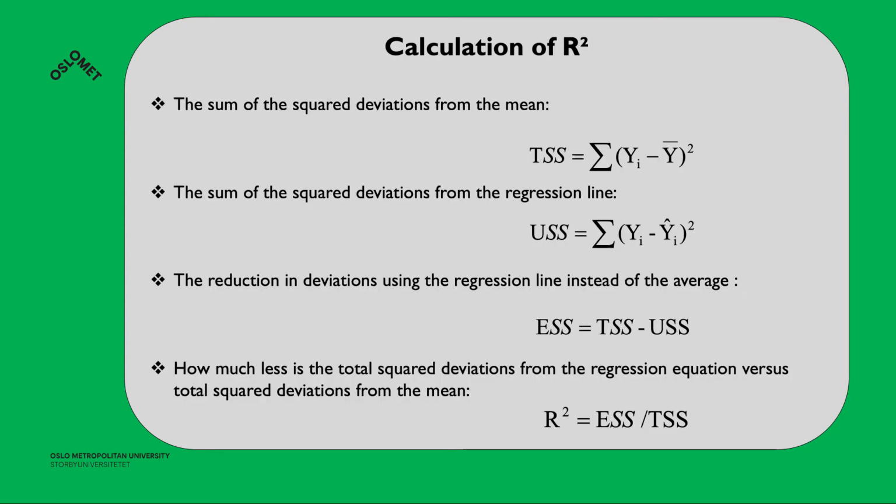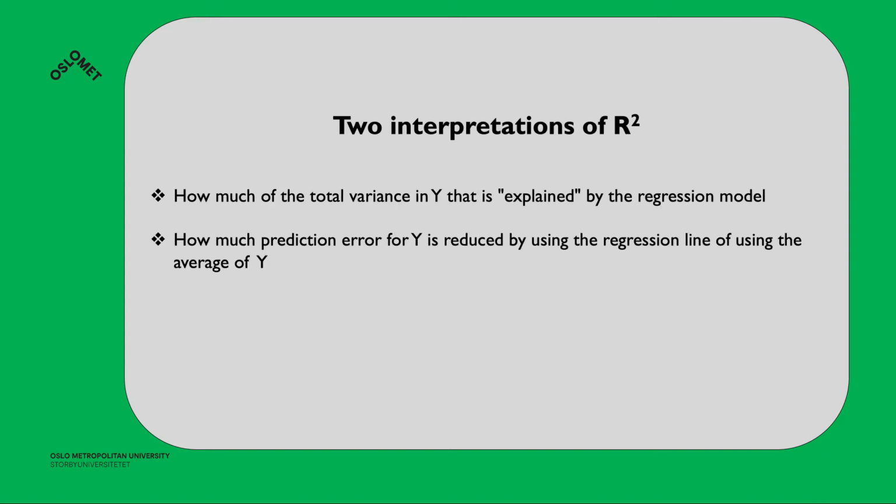So how is this calculated? Well, for the calculation of R square you take the sum of the square deviations from the mean, and then the sum of the square deviations from the regression line, and then you look at the reduction in the deviations using the regression line instead of the average. R square is how much less the total square deviations from the regression line are versus the total square deviations from the mean. So there are two possible interpretations of R square: how much of the total variance or variation in y, the dependent variable, is explained by the regression model, and how much prediction error for y is reduced by using the regression line instead of using the average on y.